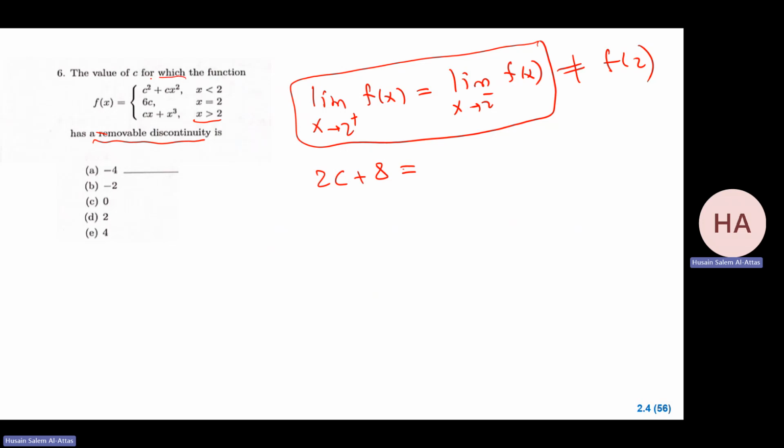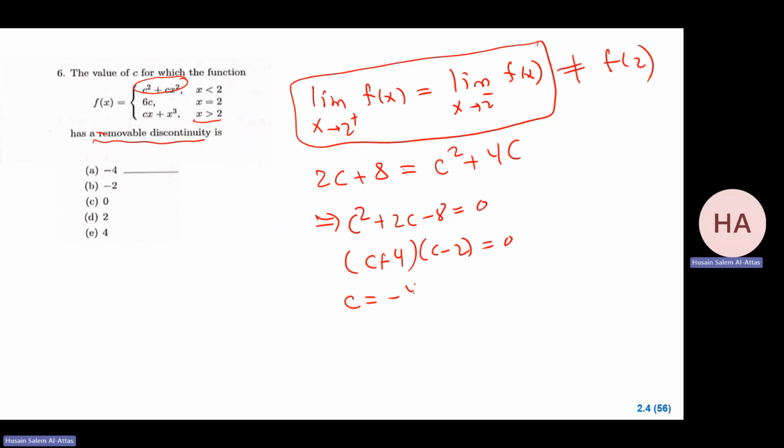Now for this one, I'll substitute here for the 2 on the left. I have C squared plus 4C. So I have this equation: C squared plus 2C minus 8 equals 0. So I have C minus 2 and C plus 4. So C equal minus 4 or C equal 2. Okay, what is f at 2? It is 6C.